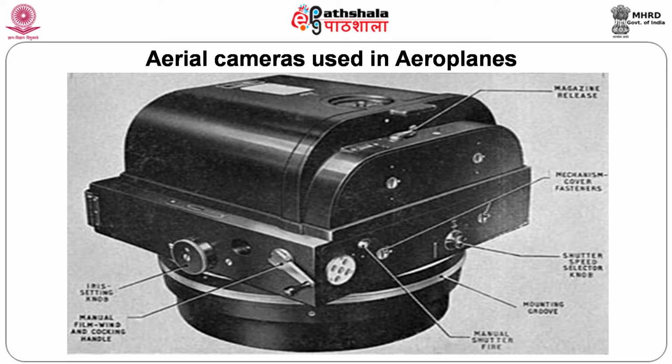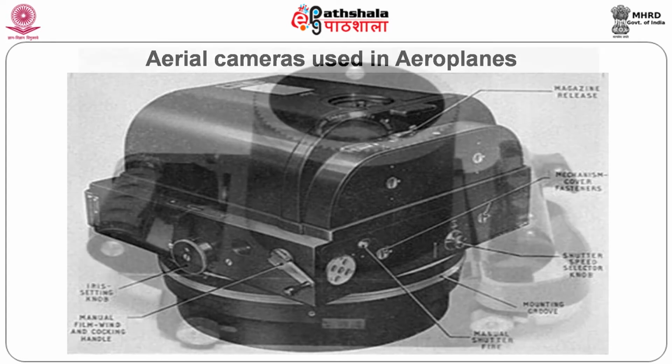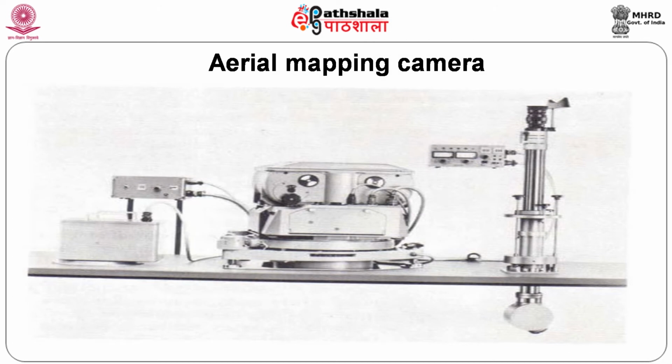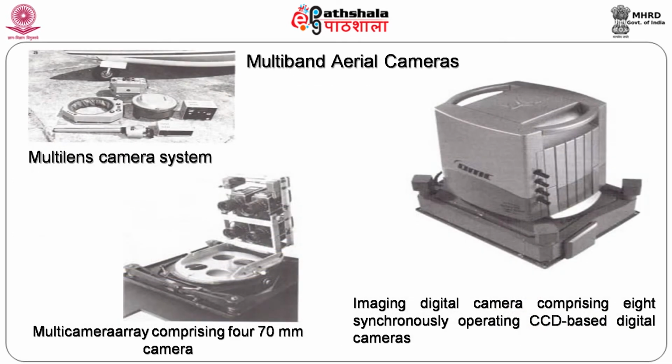You can just go through the details in general. And this is another type of camera. This is what I was talking to you about, the aerial mapping camera, which is strip type. You see the unit as such a large unit, and this is the entire unit for strip photographing.